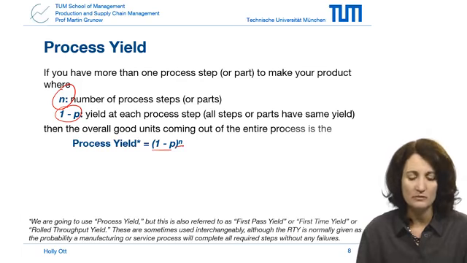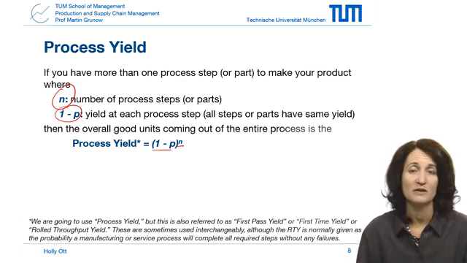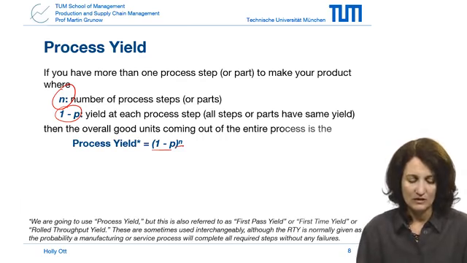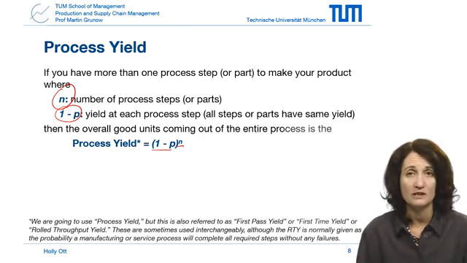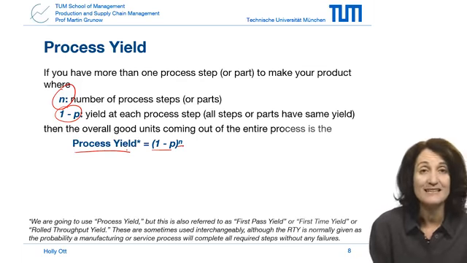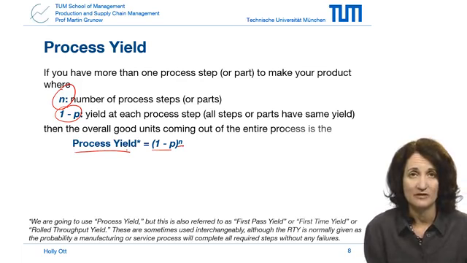But this is also referred to as, for example, first pass yield or first time yield or rolled throughput yield. And these are sometimes used interchangeably, although typically rolled throughput yield is normally given as the probability of manufacturing a part or performing a service process that you can perform all the required steps without any failures. Whereas first pass yield does not normally consider that, but it depends on the reference. We're going to call it process yield, means the yield at each step, (1 minus P) to the power of N, where N is the number of steps.